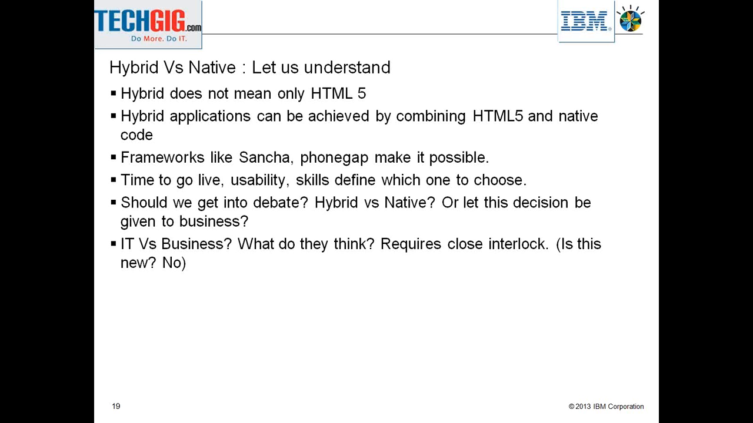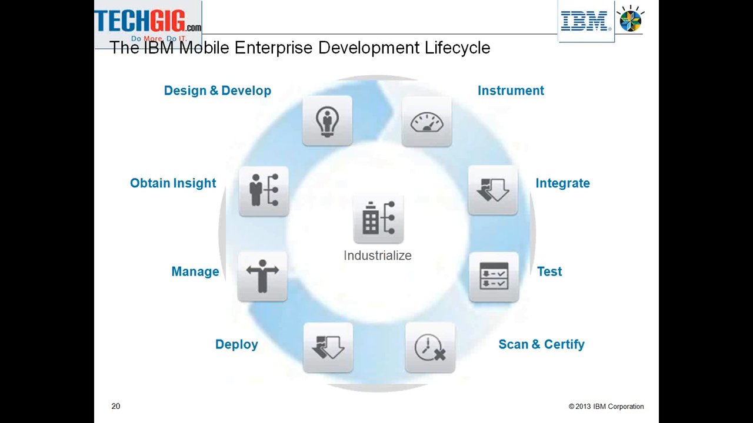Right? So the IBM Mobile Enterprise Development Lifecycle spans design and develop, instrument, integrate, test, scan, certify, deploy, manage, and obtain insights. This provides the end-to-end life cycle of enterprise development. Quality is critical for mobile applications.